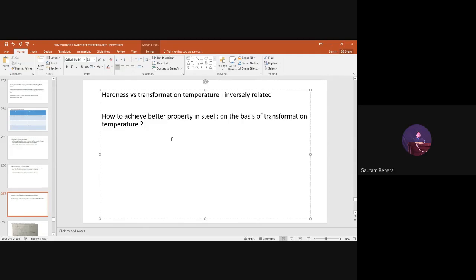If you are obtaining martensite, that can be again tempered to get better property. A combination of good strength, good ductility, good toughness, and good hardness also, right? So this is the answer.